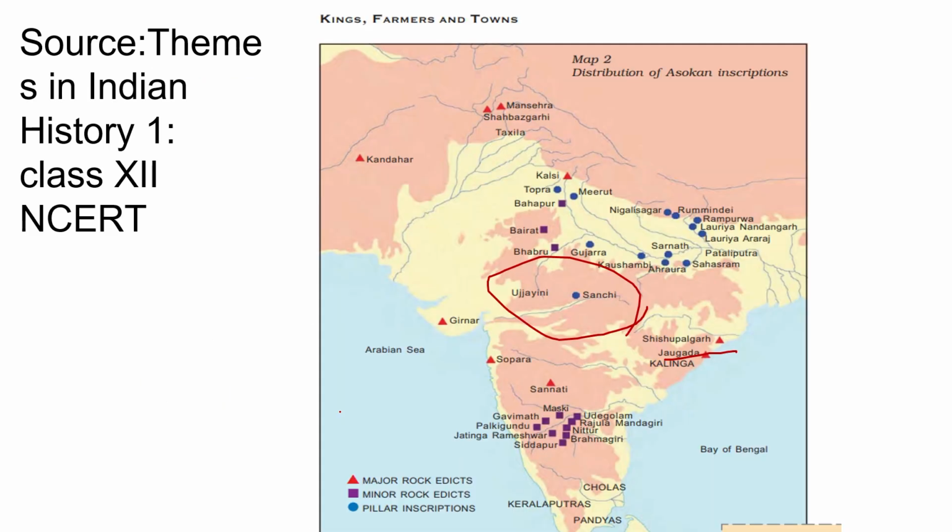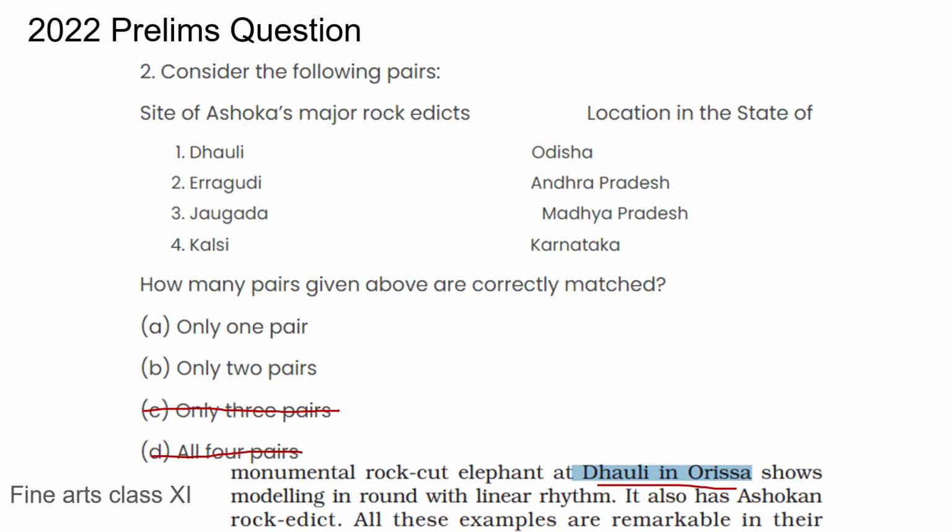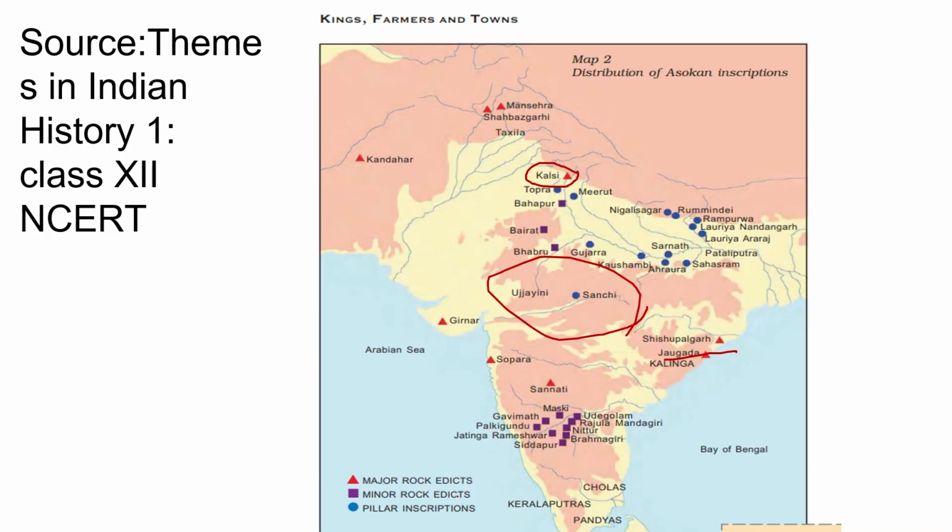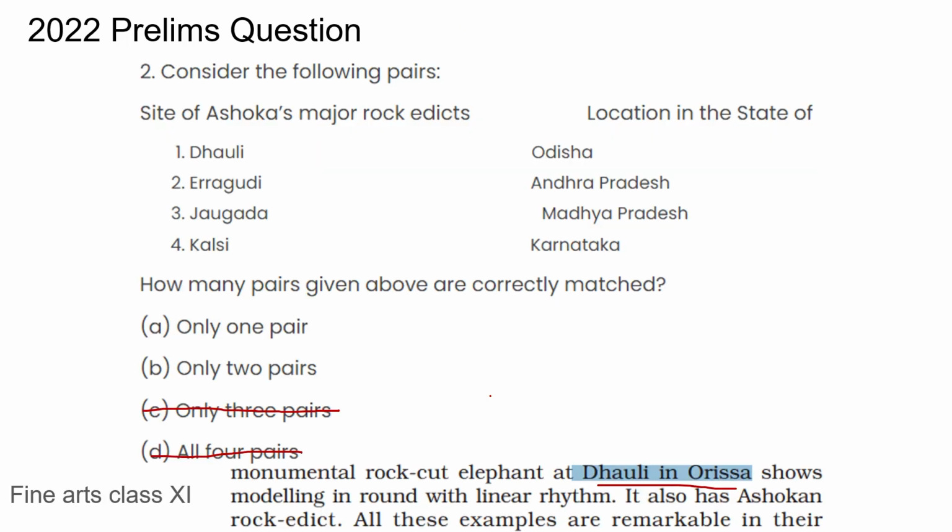So then see here Kalsi. Kalsi is here. So Kalsi is not in Karnataka. Karnataka falls around this area. So Kalsi is not present here. So this is also wrong. 2 pairs. So answer is only one pair is correct, that is Erragudi is in Andhra Pradesh. Only one pair is correct.